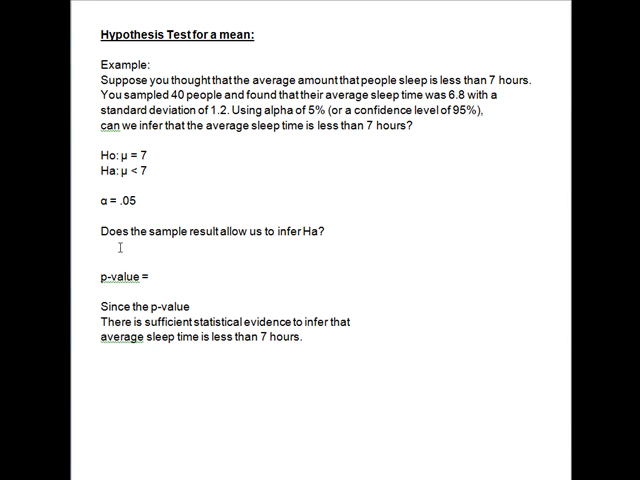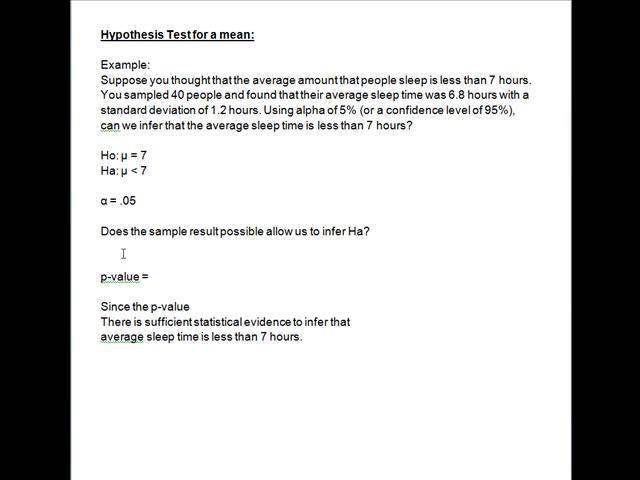And the first thing we have to check is, does the sample result possibly allow us to infer the alternative? Because if our sample mean was, say, 9.3 hours, then there's no way that we could possibly infer that it was less than 7 hours. So we have to check that. And our sample mean is 6.8 hours. Okay. And so we could possibly infer the alternative because 6.8 is less than 7.